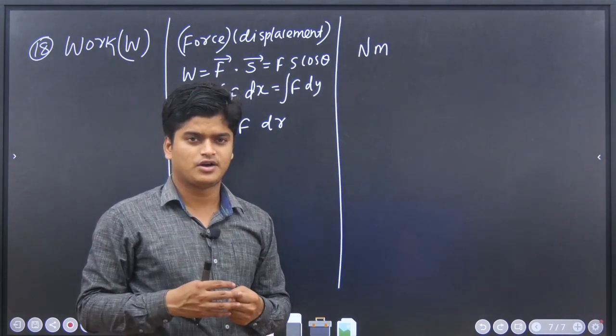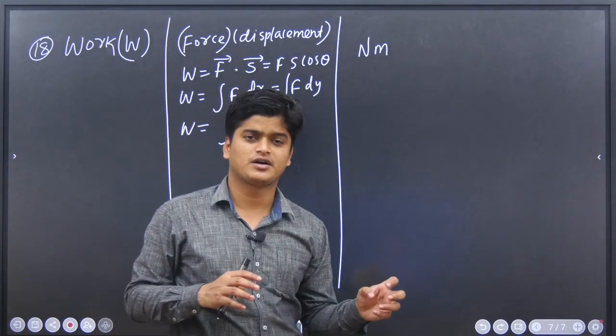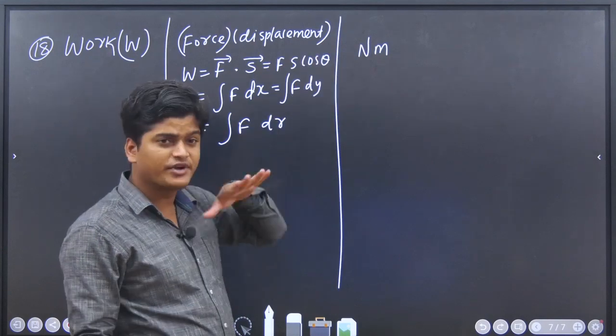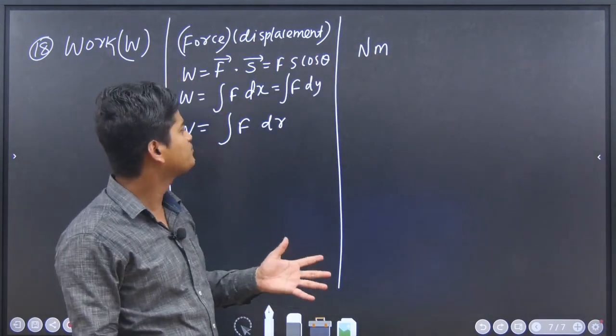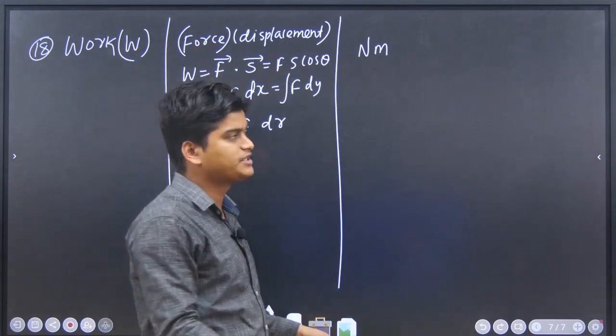Cos theta will give a number, between minus 1 and plus 1. The minimum value is minus 1 and the maximum value is plus 1, for cos or sin, whichever you are telling. So this will give a number, and a number has no unit or no dimension. So cos theta will not be included. Force is Newton and displacement is meter.